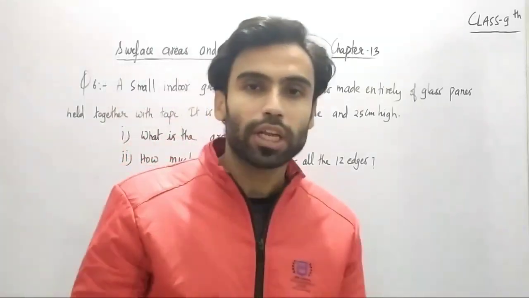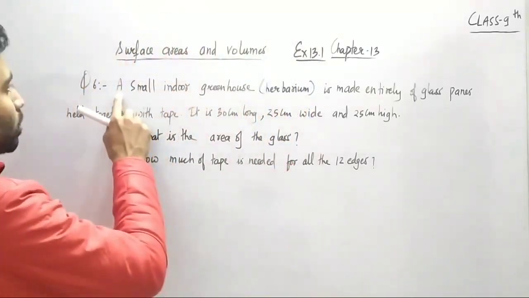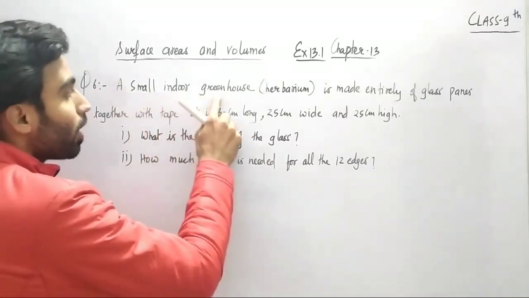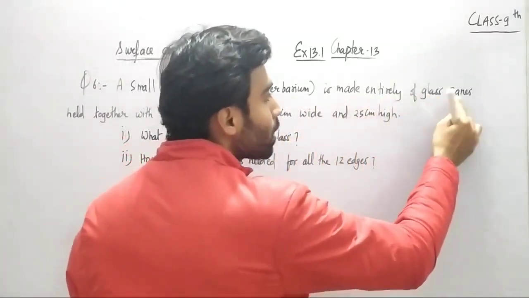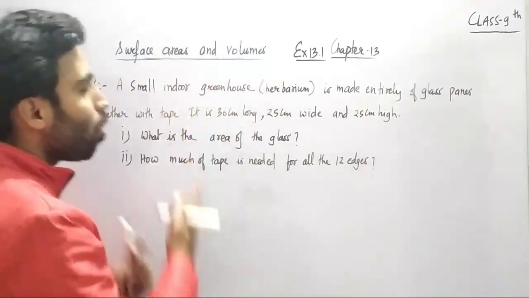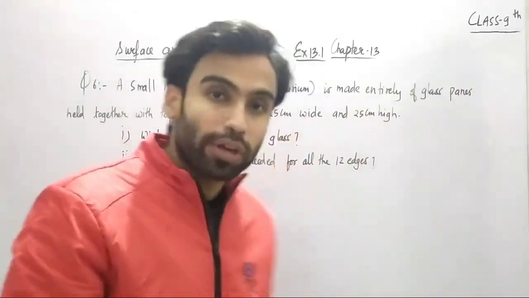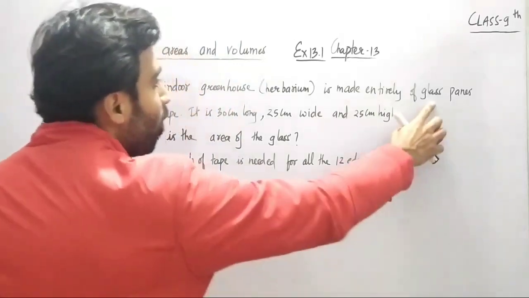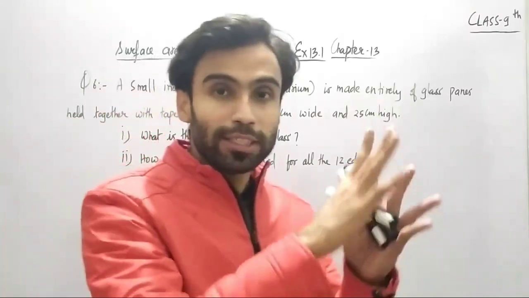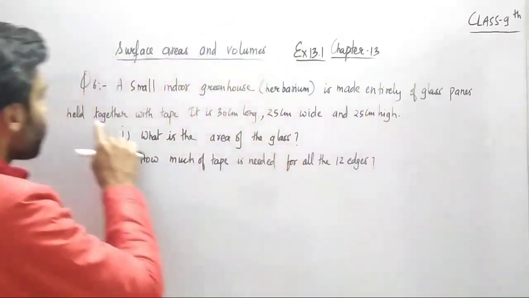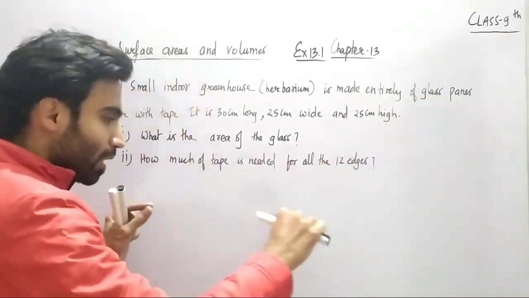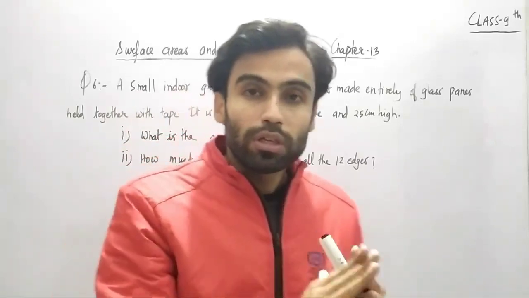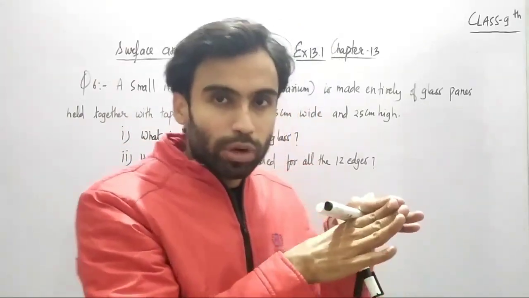So this question के अंदर let me just first read it. A small indoor greenhouse is made entirely of glass panes, right? So यहाँ पे एक small greenhouse बनाया है, indoor greenhouse. So that is made up of glass panes. So glass से मिलकर बनाया हुआ, held together with tape. So यहाँ पे glass panes को आप देख सकते हैं tape के through उनको held किया हुआ है, एक साथ जोड़ा हुआ है, right?